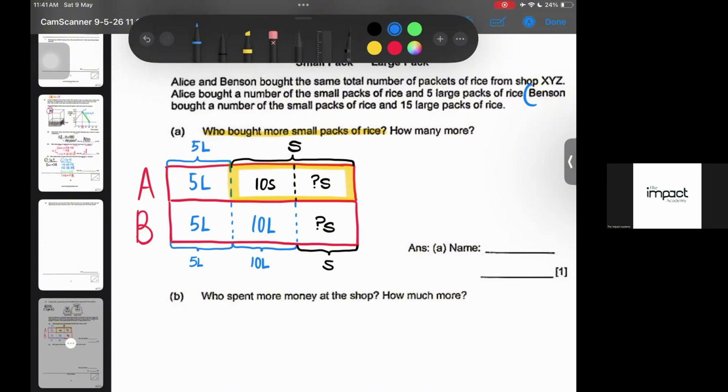Now, eyes on the screen. The person who has more small, by this name of what? Alice. Okay. Thank you, Alice, for buying so many packets of rice.